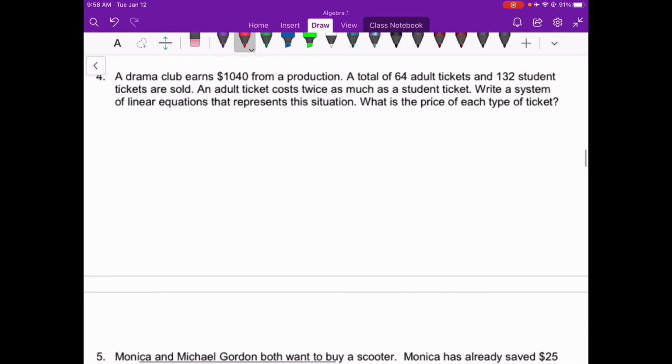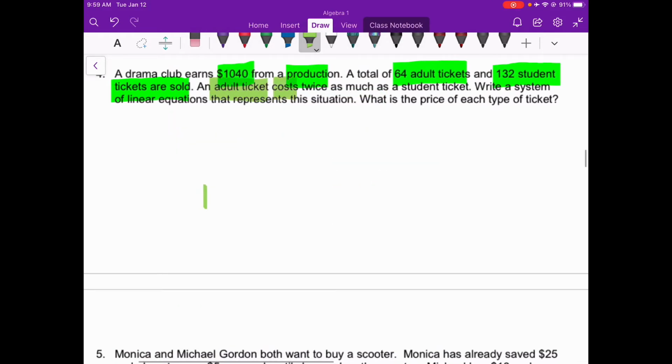So number 4. A drama club earns $1,040 from a production. A total of 64 adult tickets and 132 student tickets are sold. An adult ticket costs twice as much as the student ticket. Write and solve a system of linear equations that represents the situation. What's the price of each type of ticket?